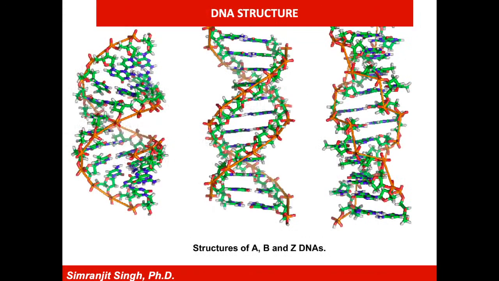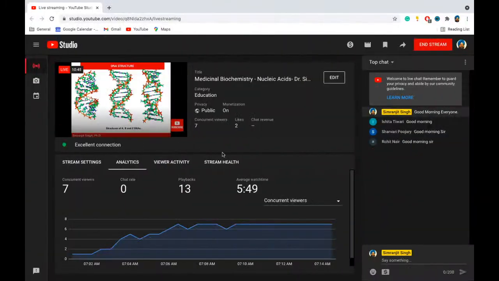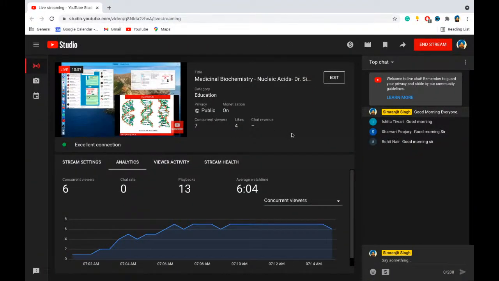Here we can see this is a Z-type structure. This is very nicely formed, while this one is not such a good structure. We can say this is the A-DNA. So that's the major difference between your A-DNA, B-DNA and Z-DNA. Okay, so now we will go to the next part.